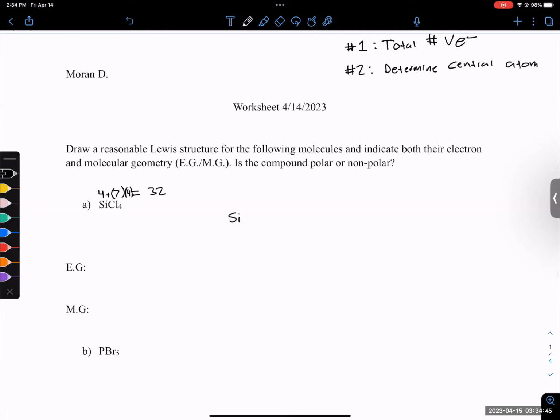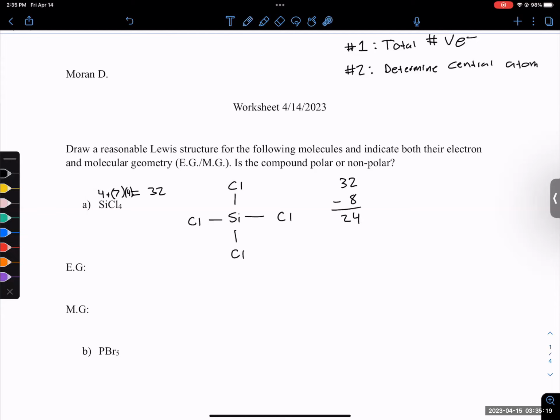And then we draw our terminal atoms like that. And the first thing we do is we draw a single bond from the terminal atom to the central atom. So like that, like that, like that, and like that. So now we figure out how many valence electrons we've used up so far. It's 32, and we've used up 2, 4, 6, 8. So 32 minus 8 gives us 24.